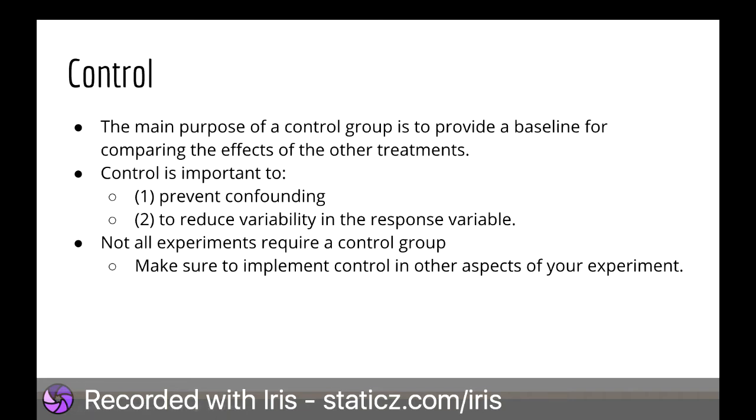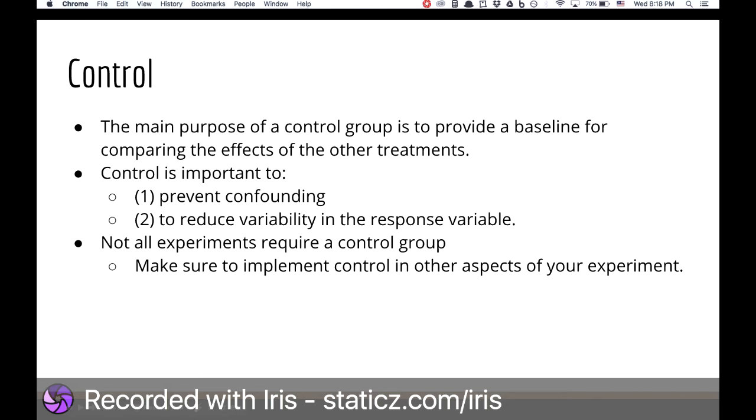A vital part of every experiment is to have control over all of your variables. In each experiment, you should have control over all variables except for the explanatory and response, which you should be measuring for cause and effect. A control group is necessary in order to provide a baseline for comparing the effects of your explanatory variable on your response variable. Control exists to prevent confounding variables from affecting your data and to reduce variability in the response group. Not all experiments require a control group, but you should seek to control all parts of an experiment.